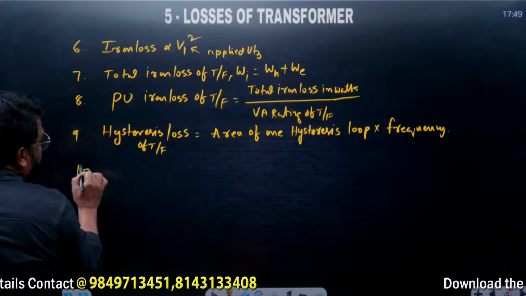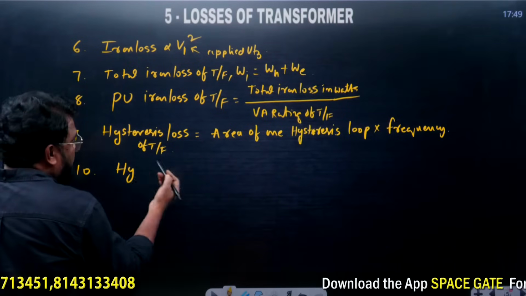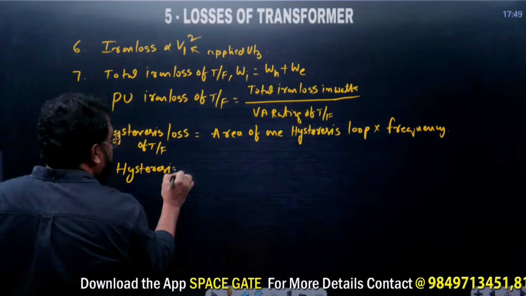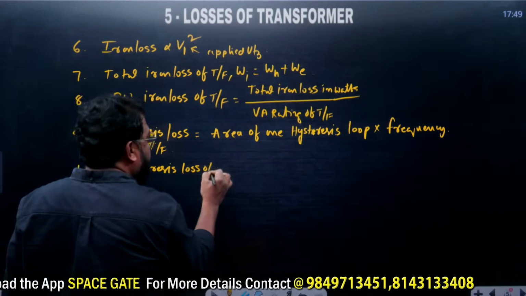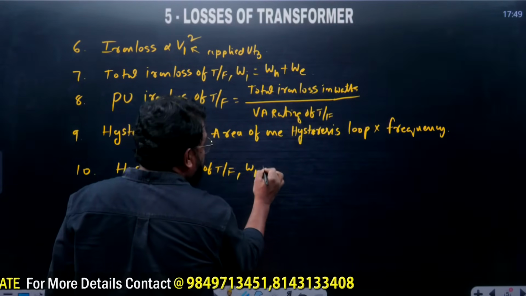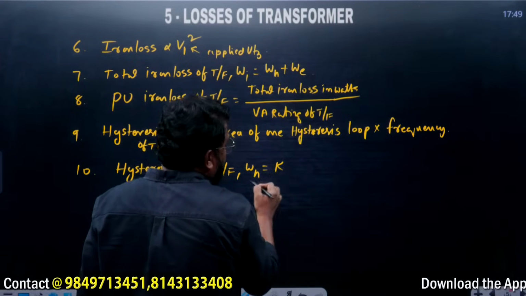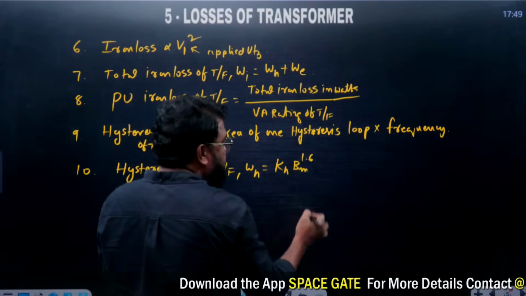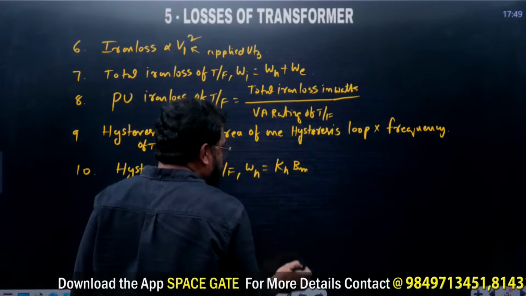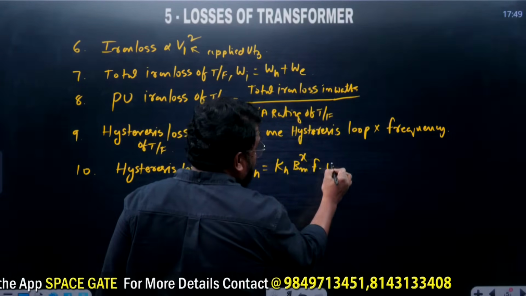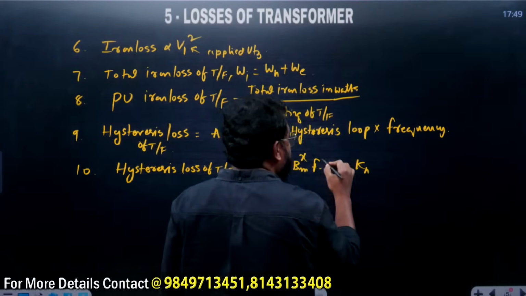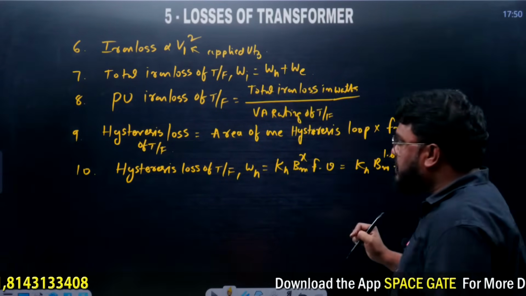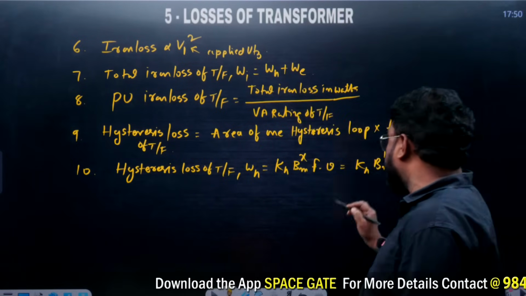And next one, the hysteresis losses of the transformer. It is denoted by WH. WH is equal to KH, where KH is the proportionality constant, B maximum power of 1.6, here actually X, this is the B maximum power of X, F multiplied by V. So you can write KH B maximum power of 1.6 F multiplied by V, where F is the frequency, V is the volume of the transformer core.